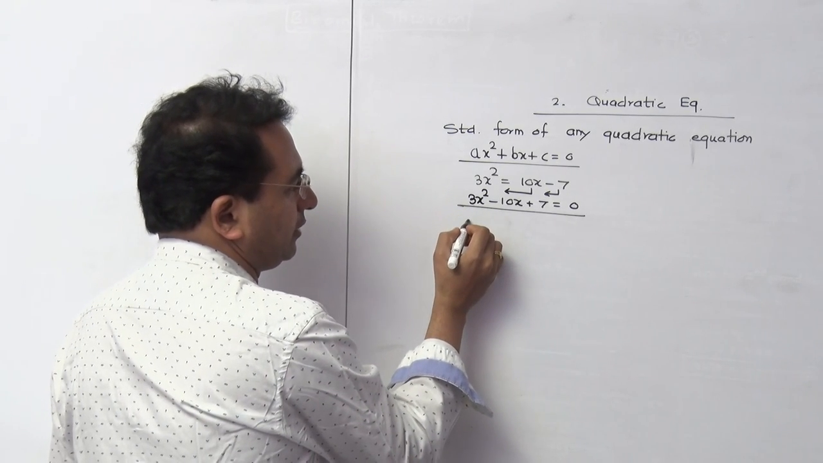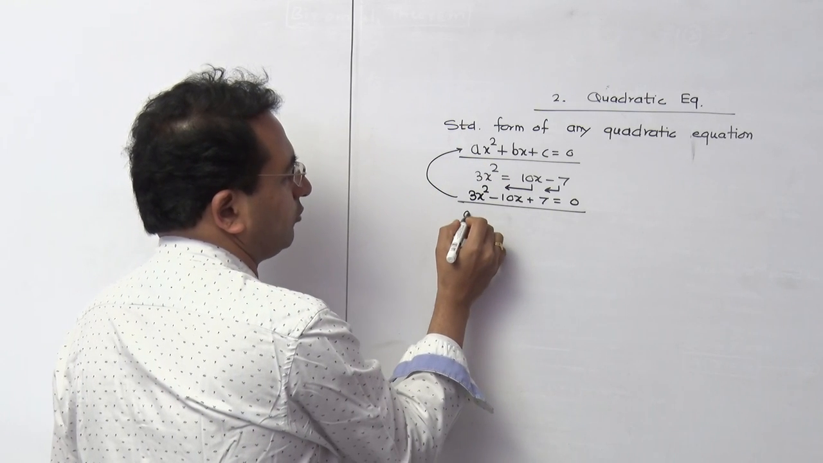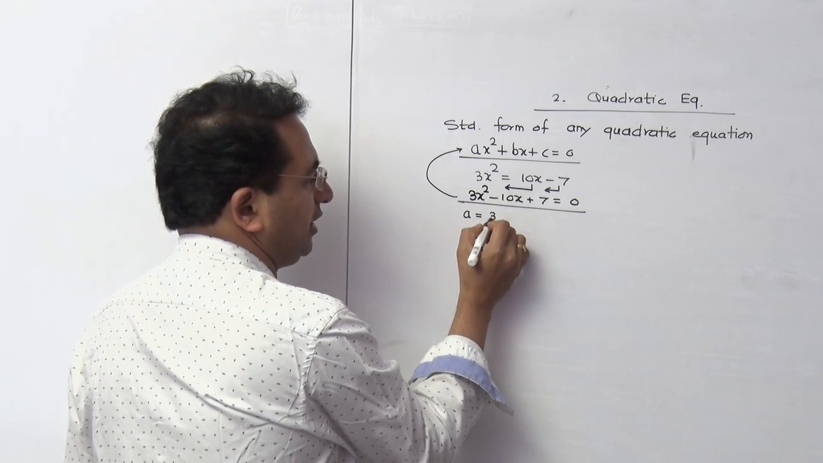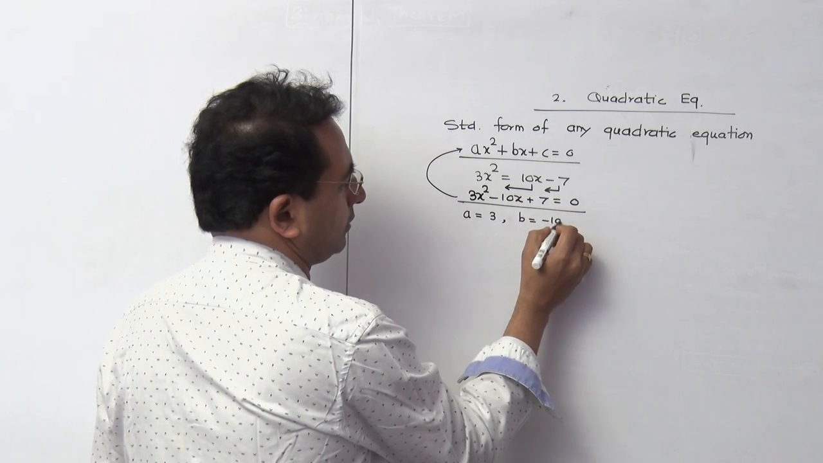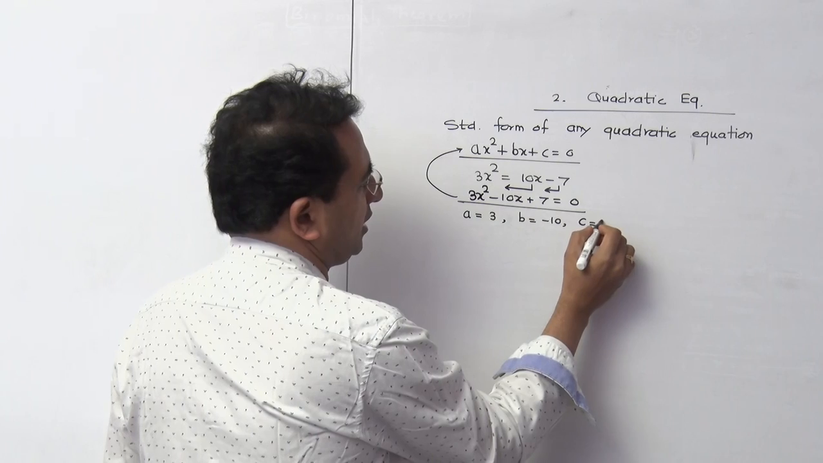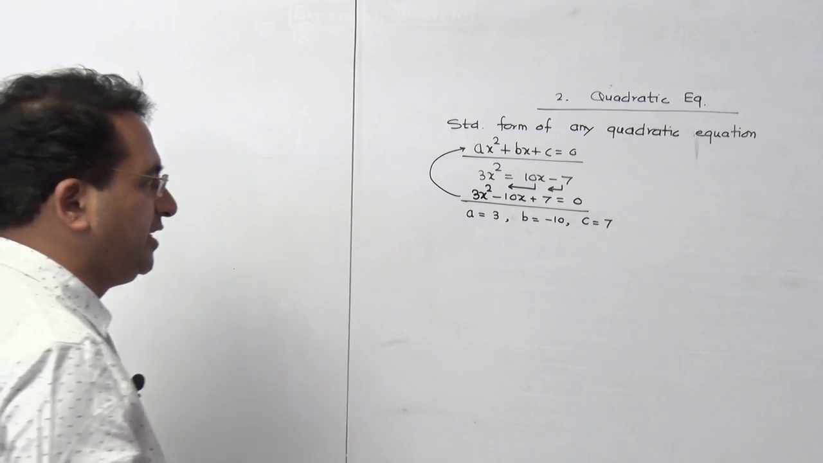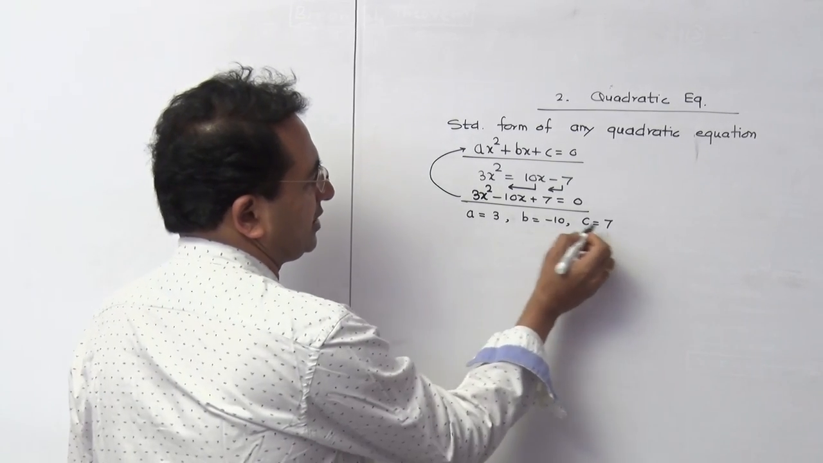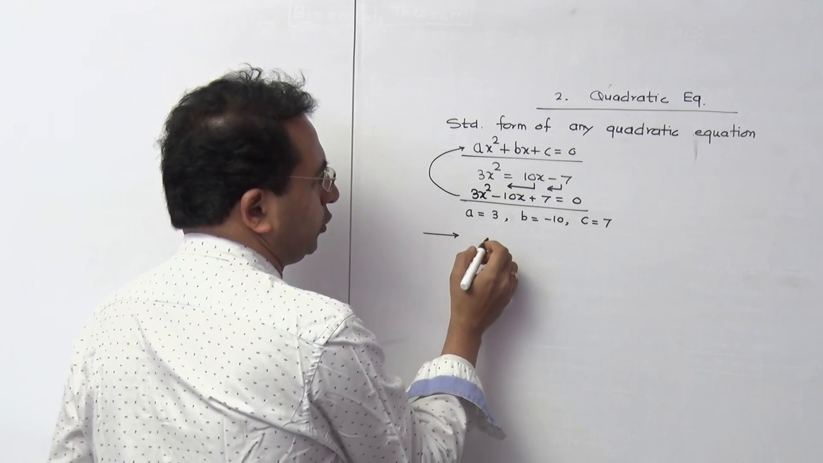So if you compare this equation with the standard form, then the value of A is 3. The value of B is going to be minus 10 and value of C is going to be 7. Value of A, B, C are going to be written like this. There is one more simple application I will tell you.